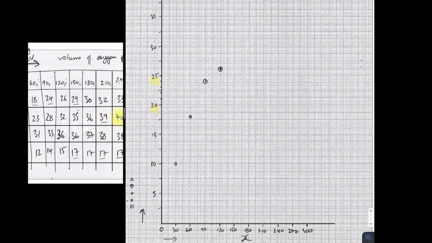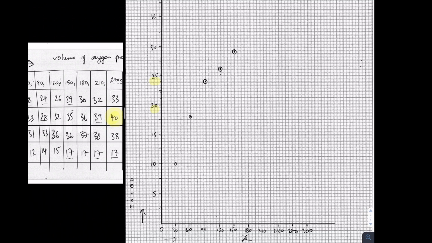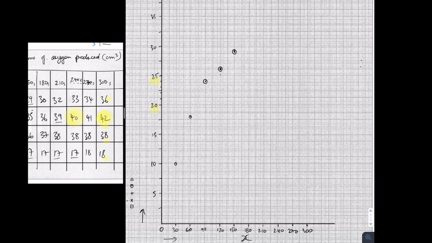Okay, and then at 150, we had 29. 150, line it up, so it's 1 less than 30, so it would be there. Okay, and at 180, we had 30. 210, we've got 32, so that's 30, and then another 4, and then another 4, so that's my point.